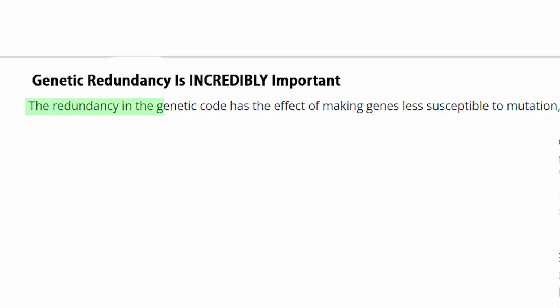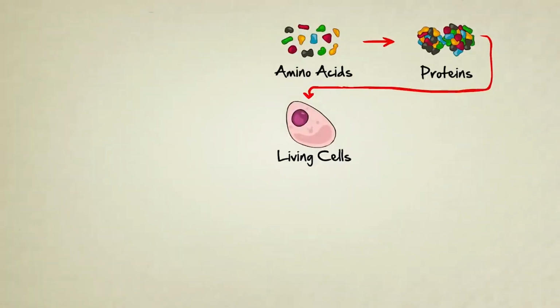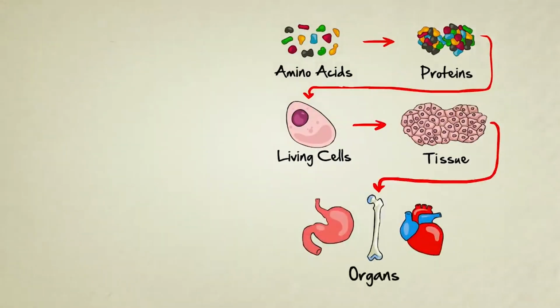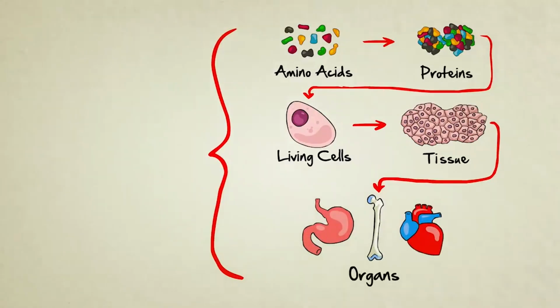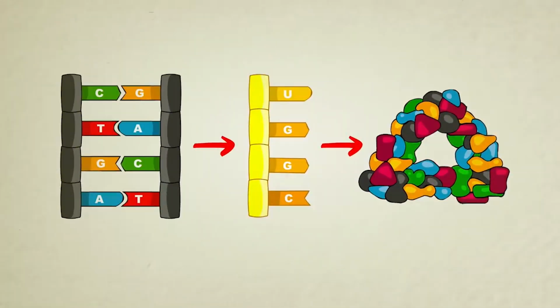But let's not forget genetic redundancy either. Some science jargon. The redundancy in the genetic code has the effect of making genes less susceptible to mutation. What does that mean? We humans are built of proteins. Proteins are built of little chemicals called amino acids. For our human bodies to be built without excessive mutations and problems, we need redundancy in the genetic code. Check more on Wikipedia, Google, or the Khan Academy if you're curious to know more about this.